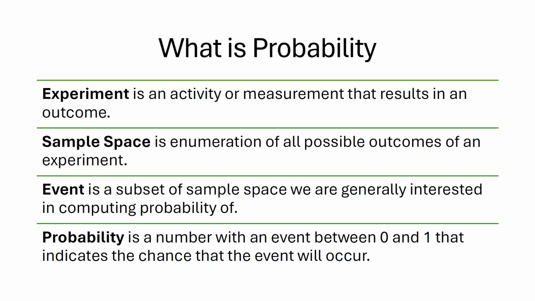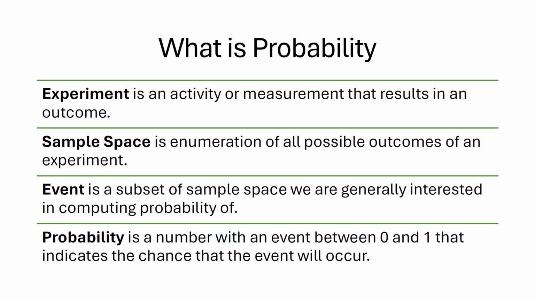Now, with these three basic building blocks understood well, we can define the probability. So probability is a number associated with an event, between 0 and 1, that indicates the chance that the event will occur. This is within the context of an experiment.